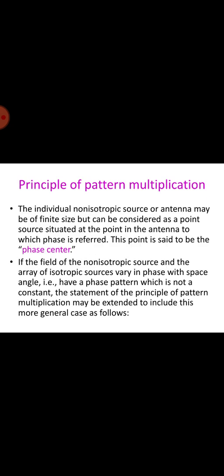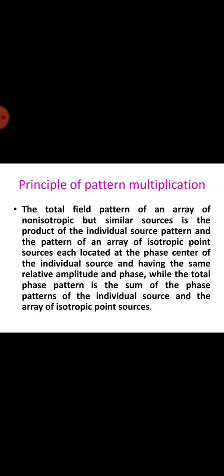The individual non-isotropic source or antenna may be of finite size but can be considered as a point source situated at the point in the antenna to which phase is referred. This point is said to be the phase center. If the fields of the non-isotropic source and the array of isotropic sources vary in phase with space angle, that is, have a phase pattern which is not constant, the statement of the principle of pattern multiplication may be expanded to include this more general case as follows.